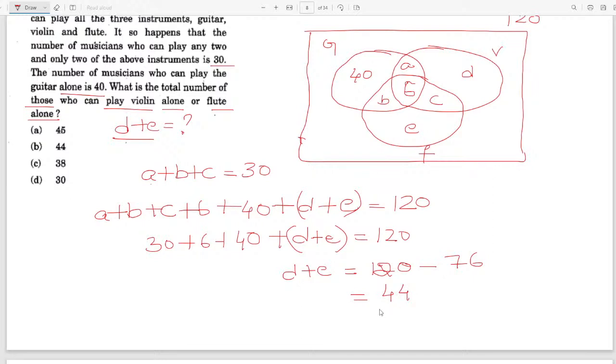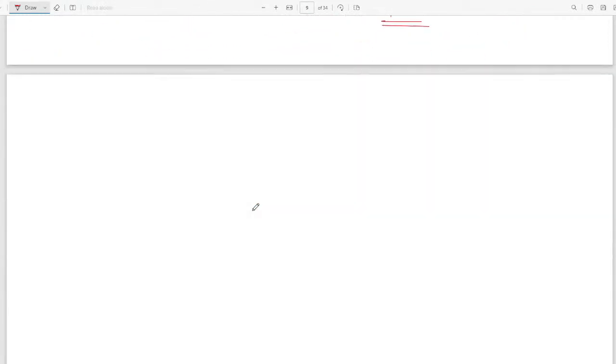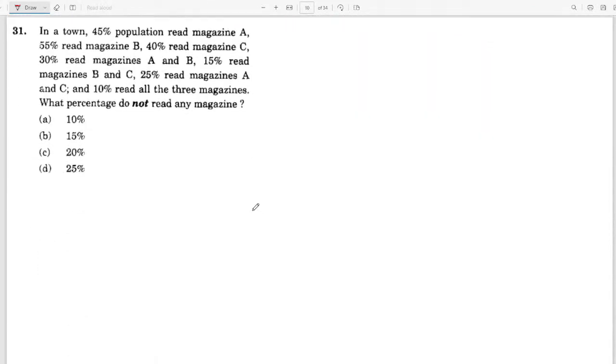This is 44. So the correct answer is option B, 44. I hope this is clear. If there is any doubt, okay. So we'll move to the next question. So take 2 minutes to solve this question.